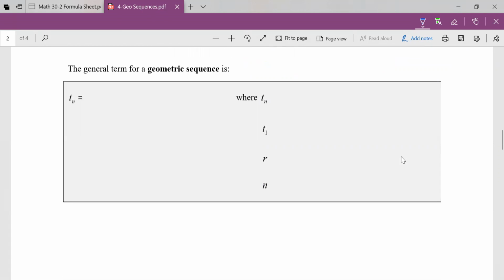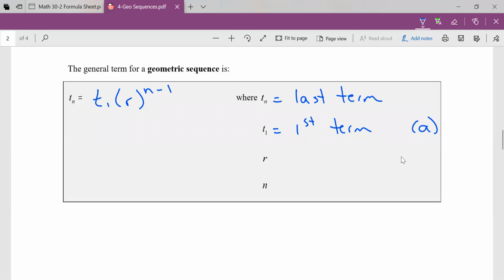Here is your general term, or your formula, for geometric sequences. And again, I'm not going to prove it to you in these videos. You can always just search them up yourselves, but there it is. And here's how this goes. The good news is we know all these terms already. This is our last term. T1 we know is our first term. And if on occasion you see someone define T1 as a, I might say it every once in a while. I just want you to know a is the first term.